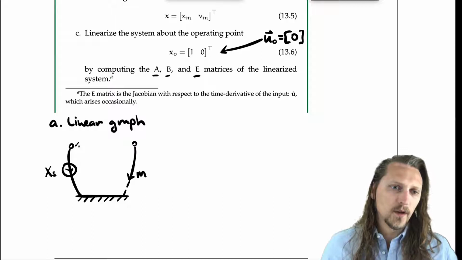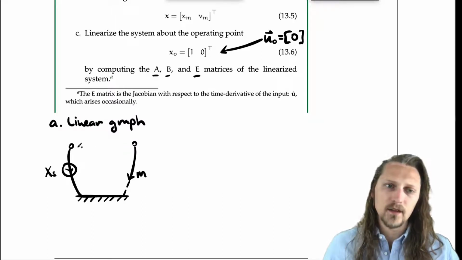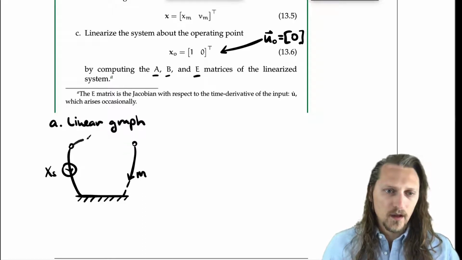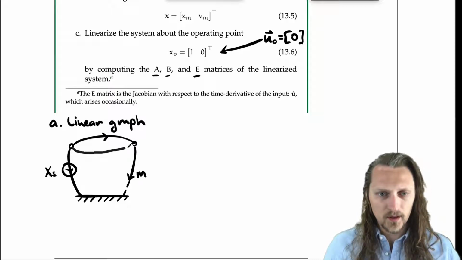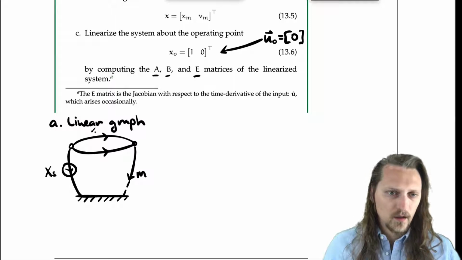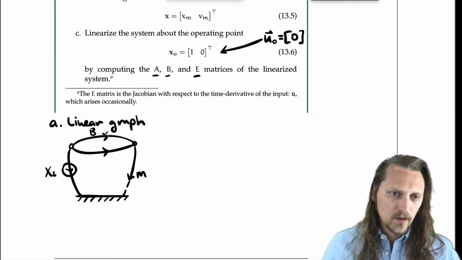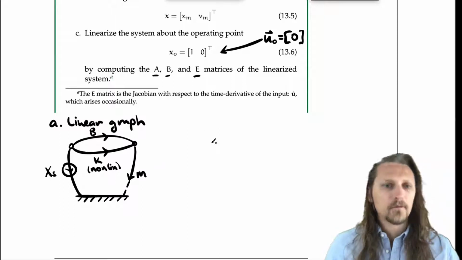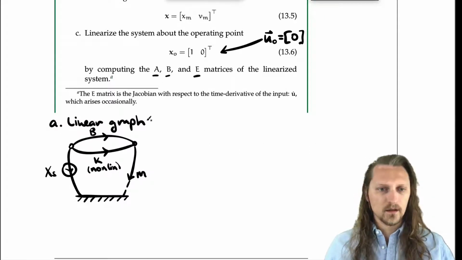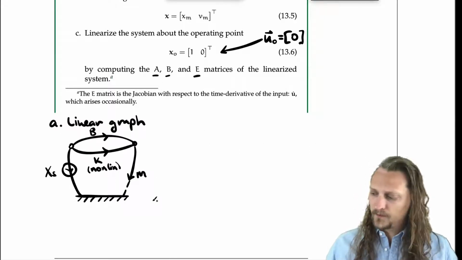and connecting the wheel and the chassis is going to be a suspension system, which is frequently modeled, and we've modeled it before, as being a damper and a spring. In this case, it's going to be a nonlinear spring. Okay, so that's our linear graph model.